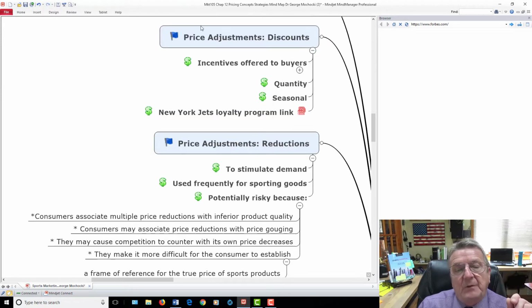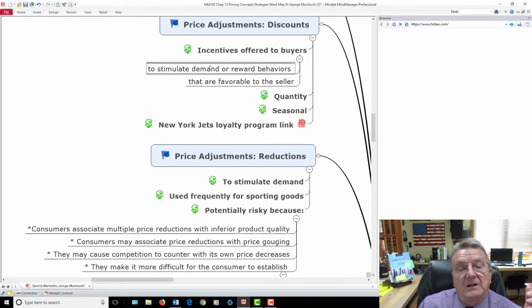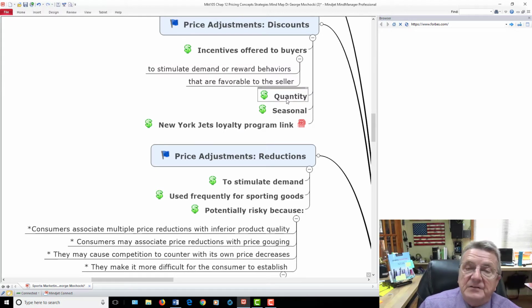Now when I look at price adjustments, these are incentives offered to buyers to stimulate demand and reward them in ways favorable to the seller, such as by quantities. If you buy more tickets, or you're a seasonal ticket holder, you get a discount. But only some people are seasonal ticket holders, and what are they doing? They sell their tickets, depending on the games, to somebody else, or give them away.